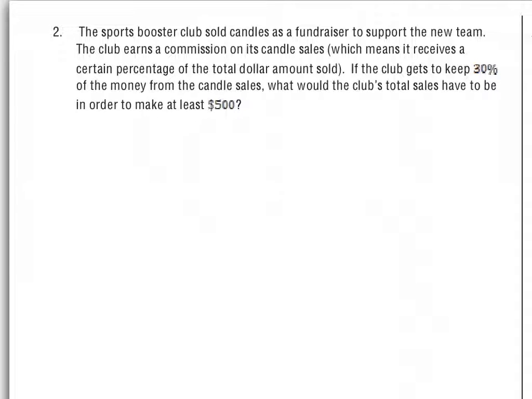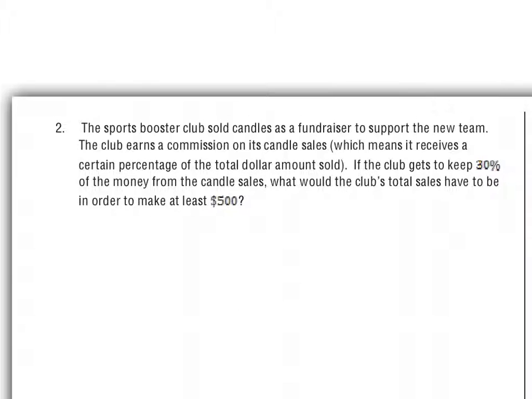Alright, reading through this problem, it says the Sports Booster Club sold candles for a fundraiser to support the new team. The club earns a commission on its candle sales, which means it receives a certain percentage of the total dollar amount sold. If the club gets to keep 30% of the money from the candle sales, what would the club's total sales have to be in order to make at least $500? Alright, so this is a commission problem. We want to set this one up. Go ahead and set this problem up at least to the point where you've got it written in the equation with your partner. And then if you want to check in before you actually do any of the solving, that would be good as well.